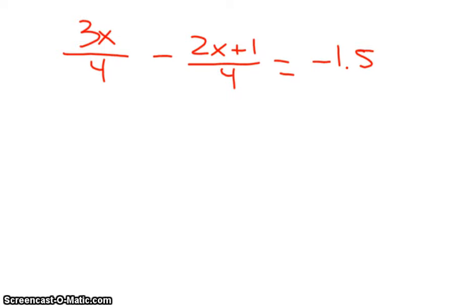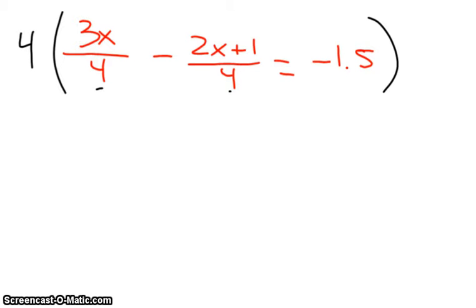Some of the problems we'll be working with look funny, look scary, they're big. Here we have 3x over 4 minus 2x plus 1 all over 4 equals negative 1.5. One of the most important things we can do to make this easier is to get rid of the fraction. So I'm going to multiply the entire equation by 4, because I see the common denominator of 4, and this is over 1, would be 4.